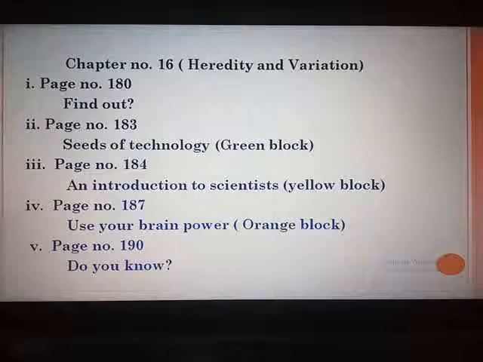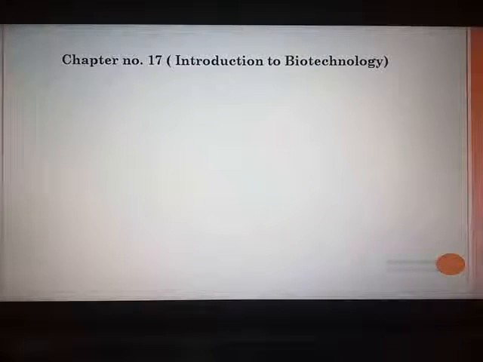Page number 191, no reduction. The last page of this chapter, 192, also does not have any reduction. Chapter number 16 is over. Now we move towards chapter number 17, Introduction to Biotechnology. This chapter is very important because it is linked with an entire chapter in the 10th standard related to biotechnology. So we start with the first page, number 194, there is no reduction.